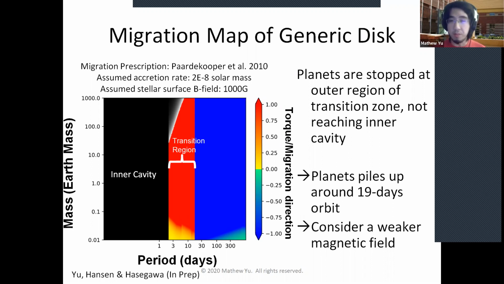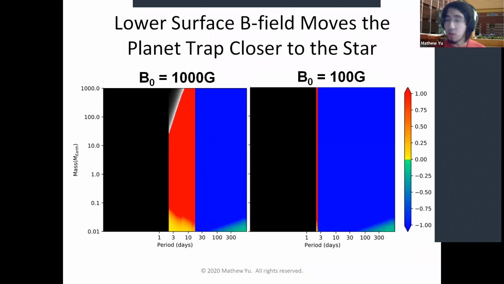So probably we need to try to consider a weaker magnetic field to reproduce the observation, and here are some preliminary results of what considering a weaker magnetic field would do to the transition region and where the planet would be trapped. So if I cut down the magnetic field by a factor of 10, we arrive at roughly a slightly bit more than 2 days. So probably the reality is somewhere in between 100 gauss and 1,000 gauss.